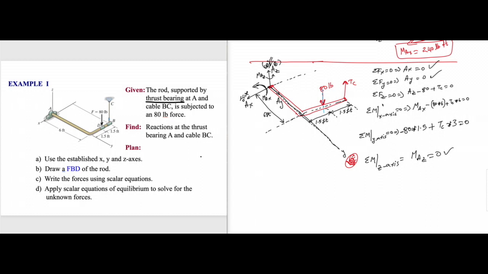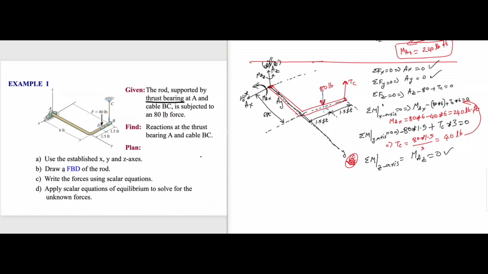So let's go here and apply and find out what is TC. TC is going to be 80 times 1.5 over 3, which will be 40 pounds. So plug in TC here, then we get MAX is going to be 80 times 6 minus 40 times 6, which is 240 pound-feet.